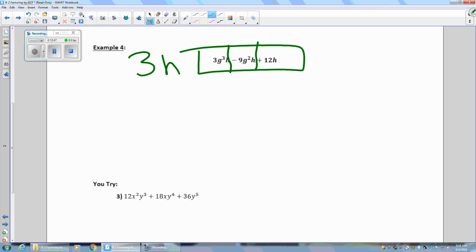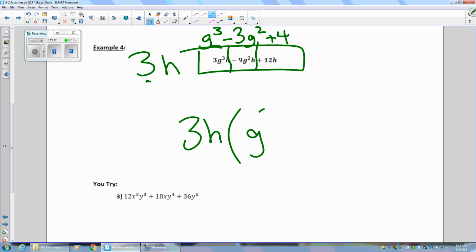So on top of this one, I already have a 3. I already have an H. I just need those 3 G's. So put a G to the third up there. For this middle one, I need a negative 9, so I need a minus 3. I already have an H, but I still need those 2 G's. And the last one, how do I make a plus 12 if I already have a 3? Obviously a plus 4, and I already have an H, so I'm all set. So my final answer is 3H, parentheses, G to the third minus 3G squared plus 4.